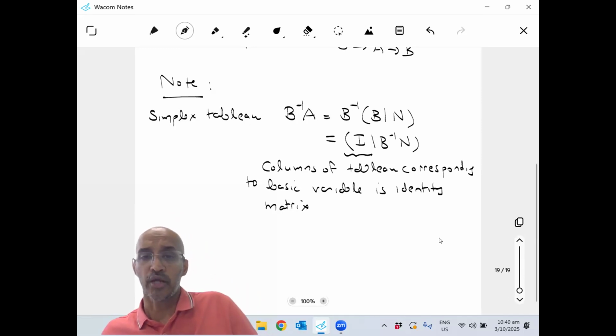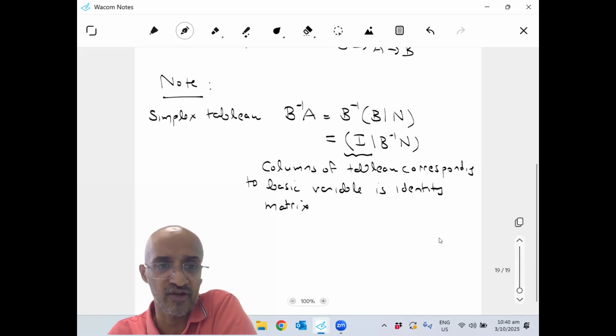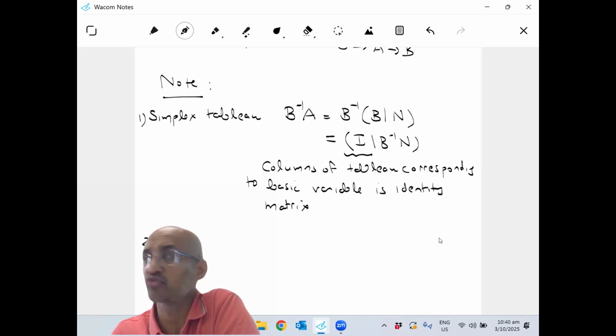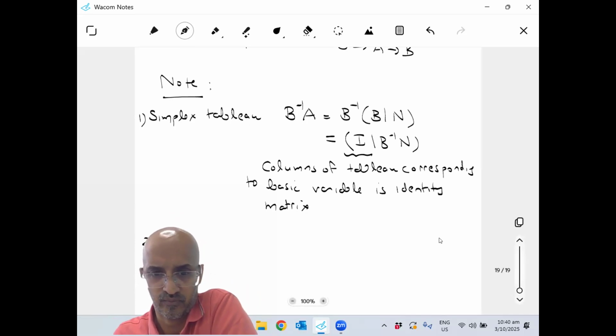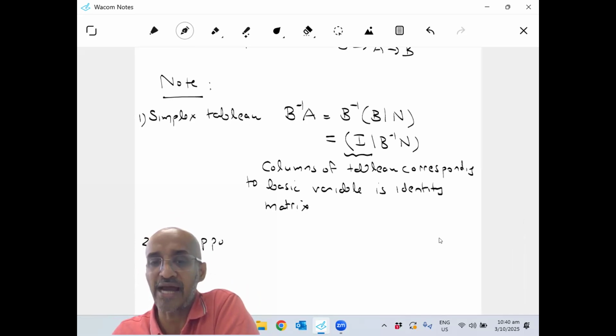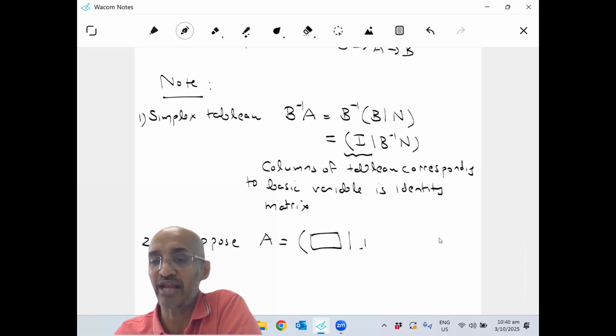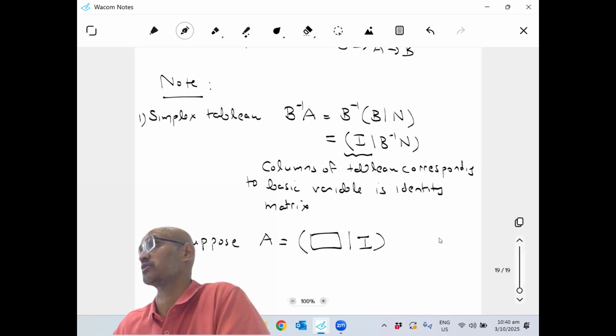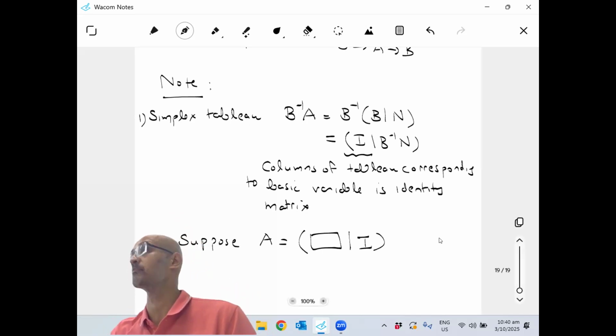Now the next thing you can observe in the tableau is, suppose my A matrix had a form where there were some components and there was an identity matrix at the start. How does this happen? For example, if you have slack variables.